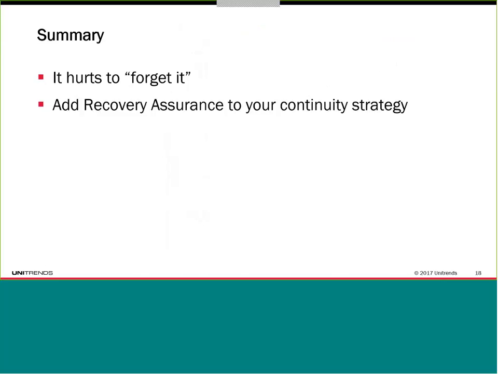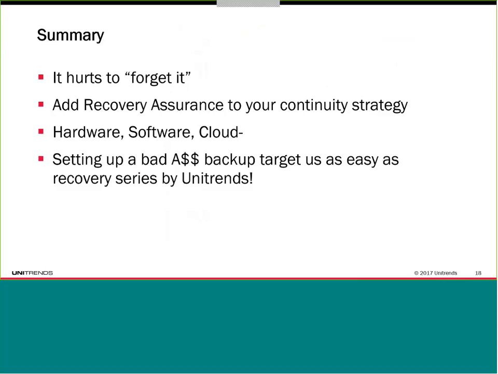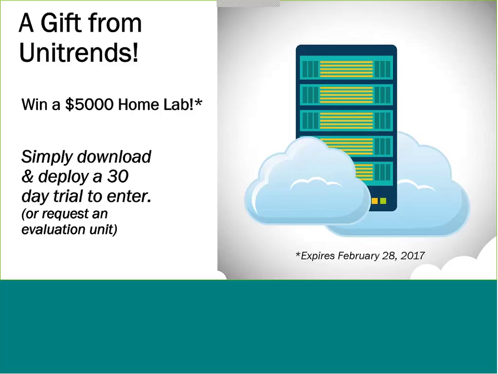Let's bring it home. So add recovery assurance to your continuity strategy and help you build that badass target by knowing your sources and knowing your data, things I talked about earlier. Hardware, software, cloud, we have it all. You go to one place and you get everything you need, and setting up a badass target is as easy as Recovery Series by Unitrends. It'll help you achieve that IT resilience, peace of mind, knowing that your business is protected.